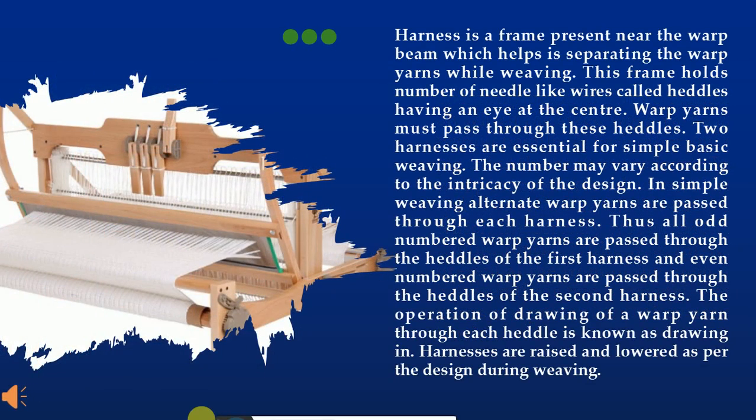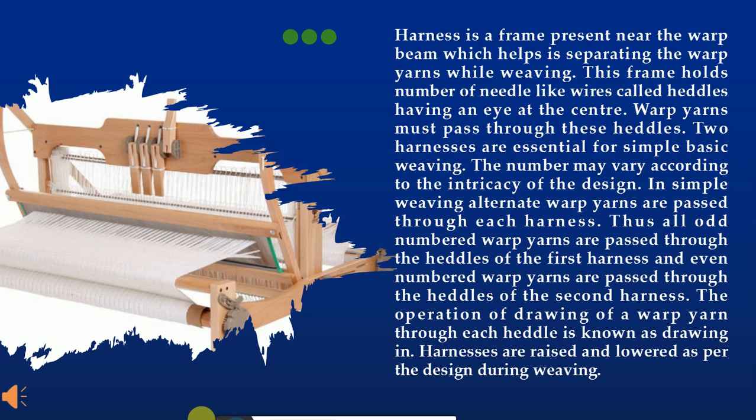A harness is a frame present near the warp beam which helps in separating the warp yarns while weaving. This frame holds a number of needle-like wires called heddles, having an eye at the center. Warp yarns must pass through these heddles. Two harnesses are essential for simple basic weaving. The number may vary according to the intricacy of the design.